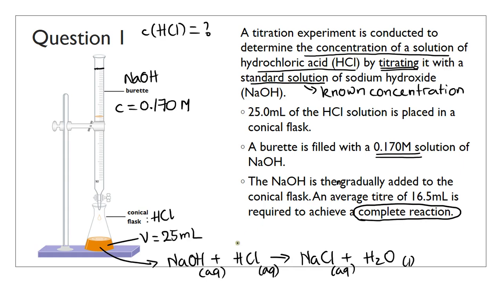In other words, you turn off the faucet and stop adding the sodium hydroxide when you have just enough NaOH to react with all of the HCl. If you have just enough NaOH to react with all of the HCl, this is another way of saying that none of the substance is in excess. You have a complete reaction.